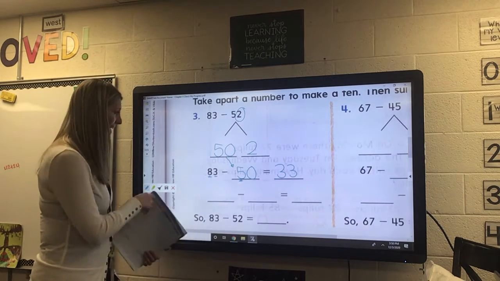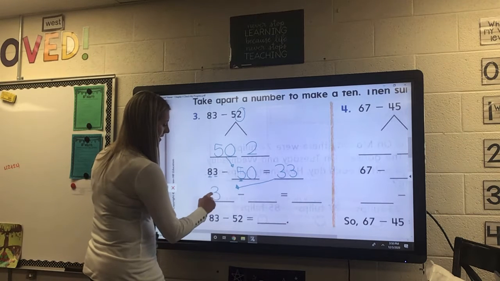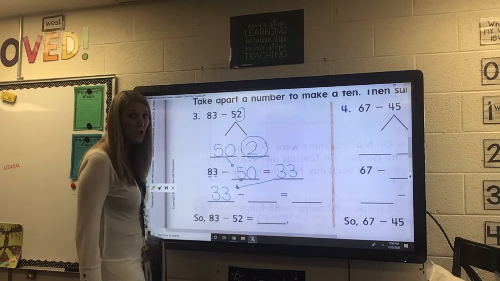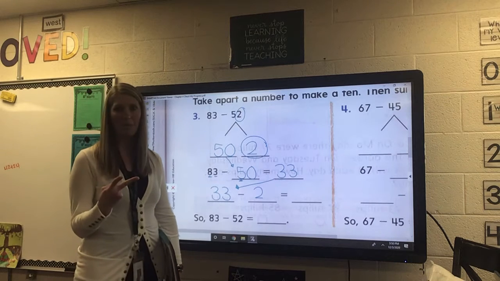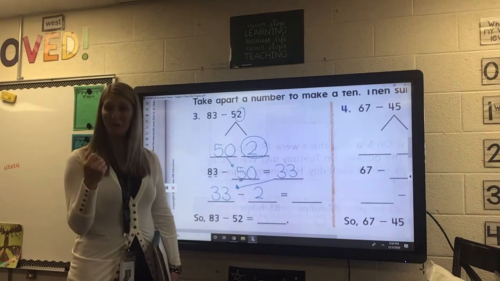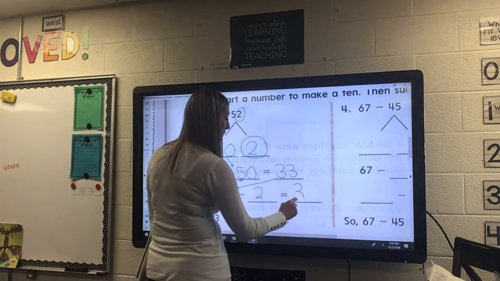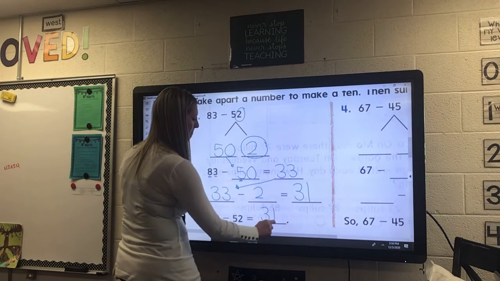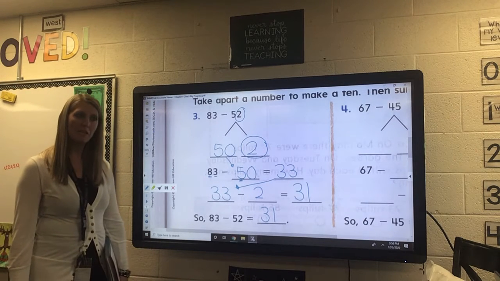Now what I need to do is take this 33 and put it over here, and then subtract what was left up here. So 33 minus that 2. Well, that's easy. I can take 33 and just come back by 2. 32, 31. So my answer should be 31. So 83 minus 52 equals 31. All right, if you need to pause the video to catch up, please go ahead and do that.